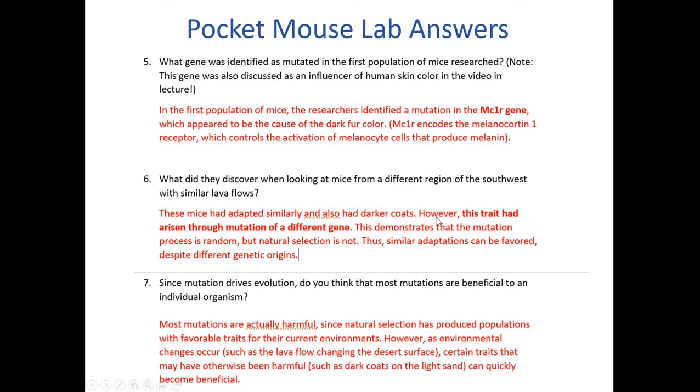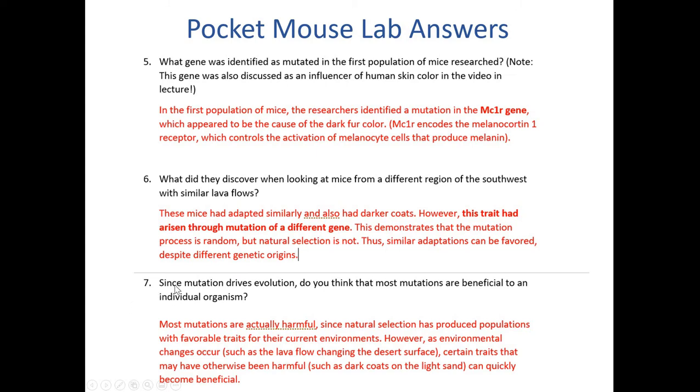They also had these darker coats. However, this trait had arisen through mutation of a different gene. And so what this demonstrates, again, is that the process of mutation is random, but natural selection is not. So similar adaptations can be favored in these different regions, even though they originated from different genes. So that's really cool.